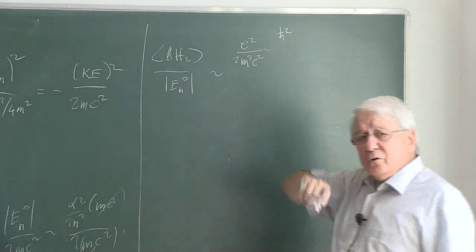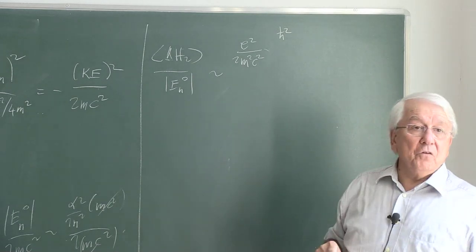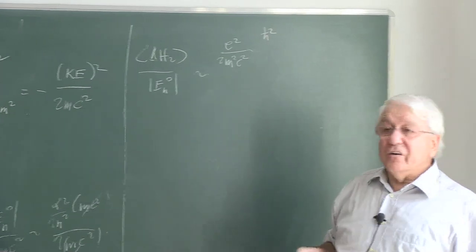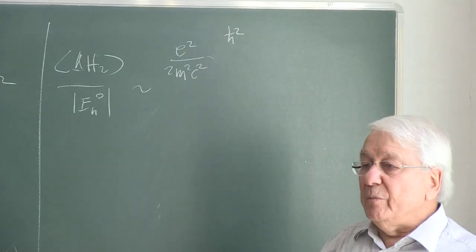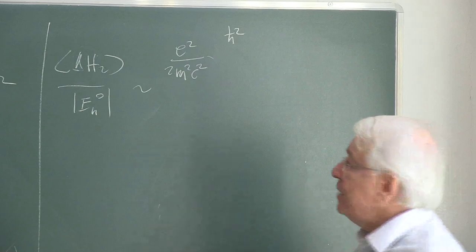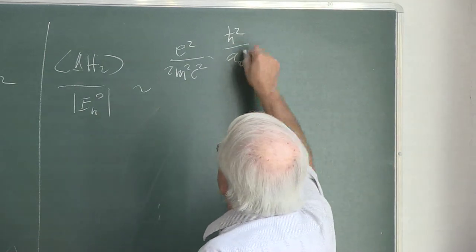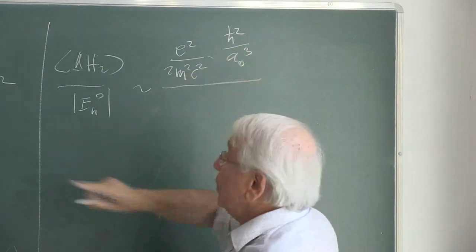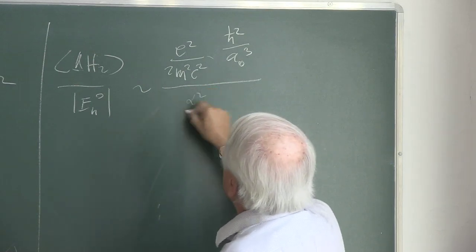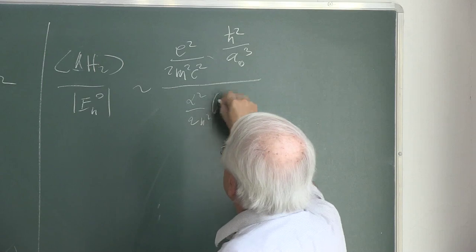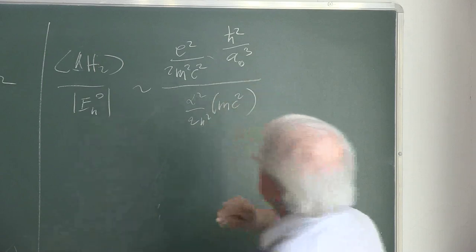What is the typical r cubed? The Bohr radius, for instance. The expectation value of r is the size of the atom. What is a typical measure of the atom? a0, the Bohr radius. Nice. a0 cubed divided by E_n^0 here, which is alpha squared over 2n squared times mc squared.